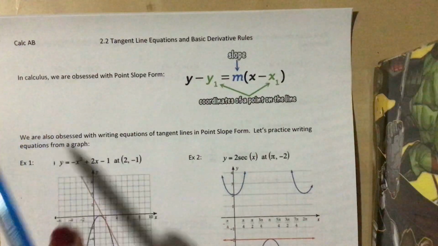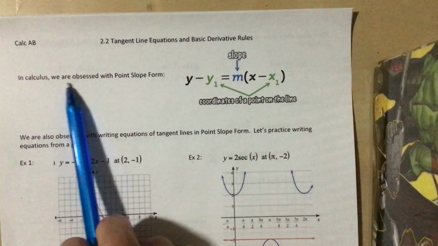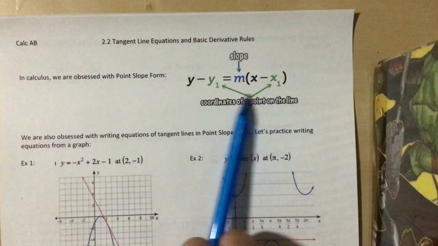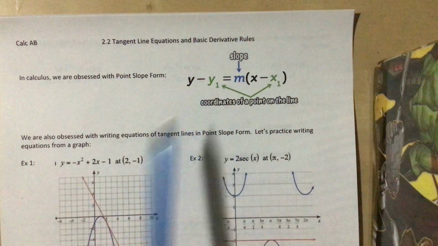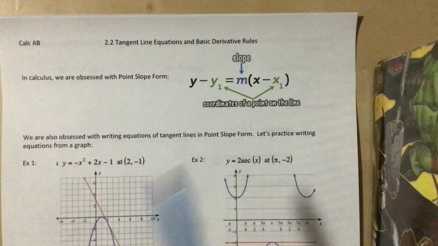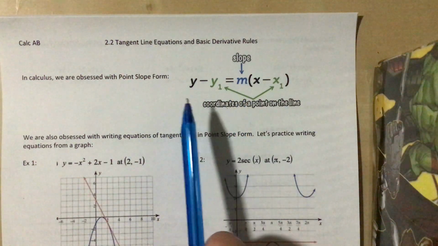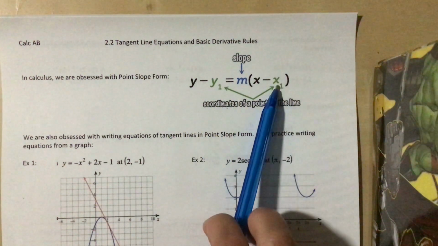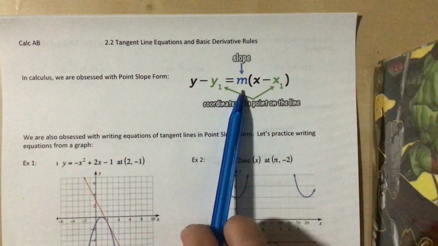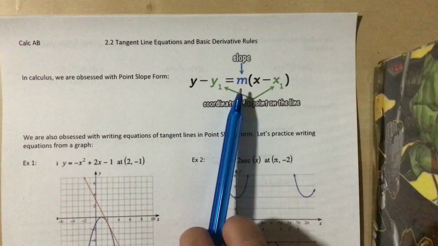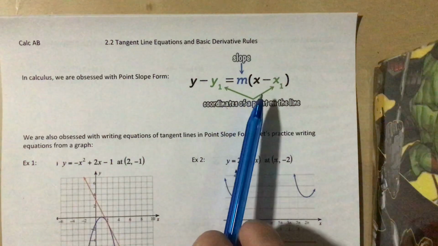So I want to let you know that in calculus, we're very much obsessed with point-slope form. Now, not every answer is going to come in this format. Sometimes we take it and turn it into y equals mx plus b. But ordinarily, it's very easy for us to figure out x1, y1, and then calculate the slope. So that is why we prefer this format.